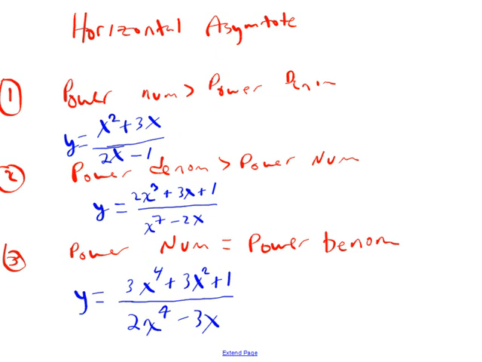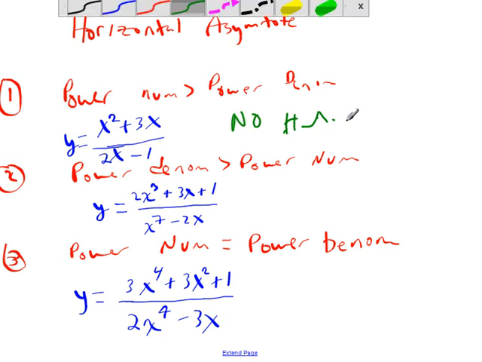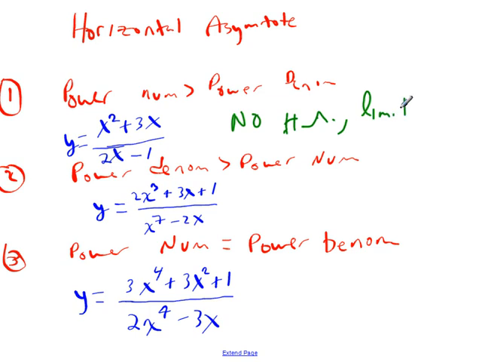Okay. Well, if the power is greater in the numerator, then there is no horizontal asymptote. And we say the limit, let me write that a little bit better. In this case, the limit does not exist because we're not approaching a fixed number. When the power is greater in the denominator here, it's a 7. The horizontal asymptote is y equals 0. And so the limit as x approaches infinity of my function equals 0.